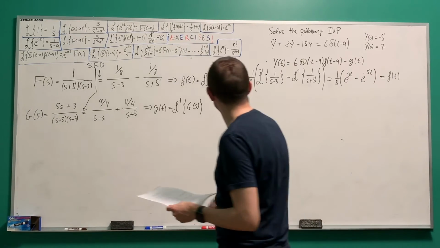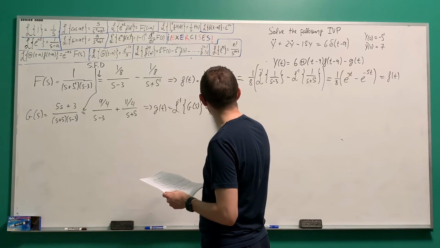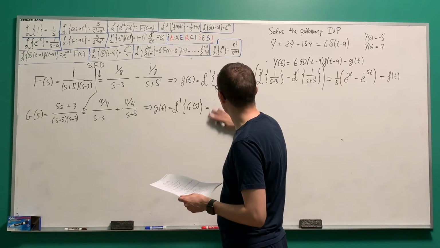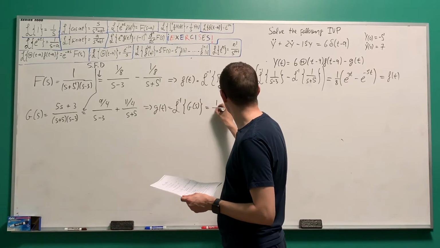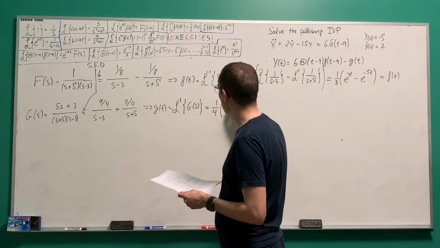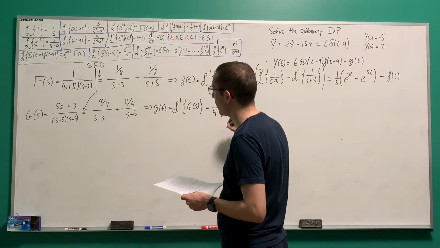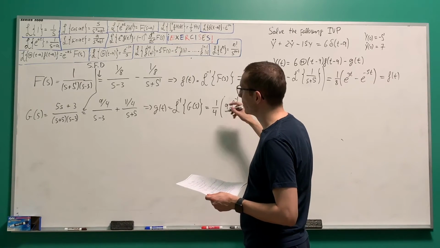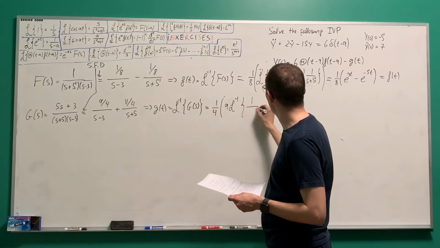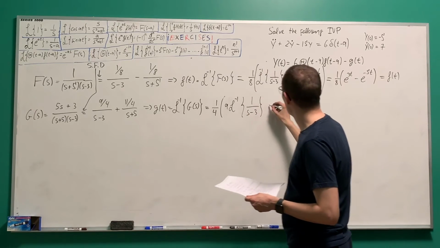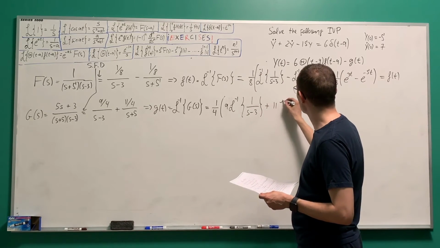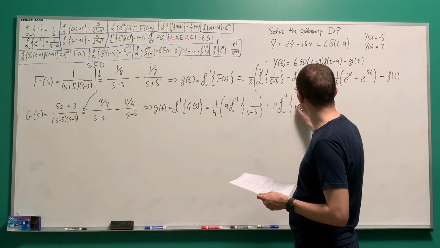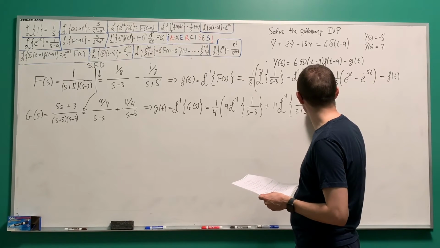And then G of s, what we have here is the inverse Laplace of, I'm going to write it like that. I'm going to take a common factor 1 over 4, right? And this is the inverse Laplace of, so 9 times the inverse Laplace of 1 over s minus 3 plus 11 times the inverse Laplace of 1 over s plus 5.